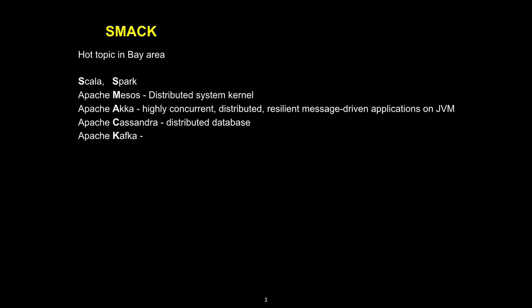Akka is an actor model for doing distributed processing. And Cassandra is a fast, highly scalable NoSQL database. And then Kafka is a streaming system. We'll look at that later. We should know the terms, right?